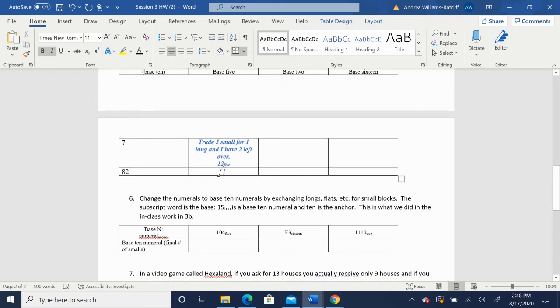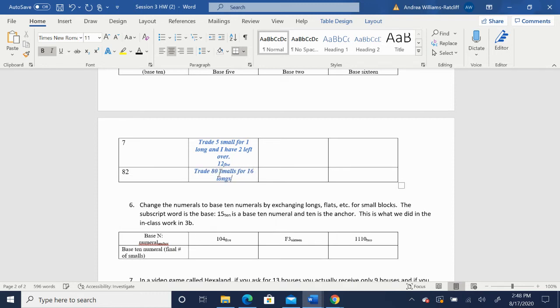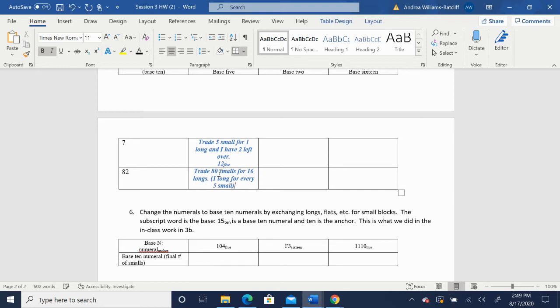82. Think about it as 82 smalls. I'm going to take out 5 at a time to trade for longs. If I do that, I end up with 16 longs, and that's going to use 80 smalls. So I would trade 80 smalls for 16 longs. How do I do that? 1 long for every 5 small. So that'll give me 16.